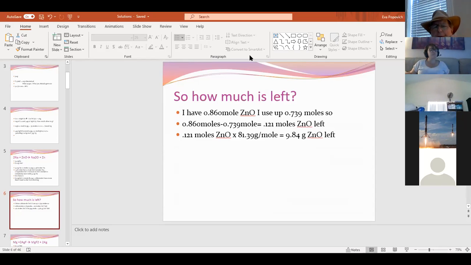Okay, guys, everybody. I started off with 0.860 moles of zinc oxide. I used up 0.739. If I subtract the two, that tells me how much zinc oxide is left. All I have to do then is multiply by my molecular weight of grams per 1 mole. This means I have 9.84 grams of zinc oxide left.